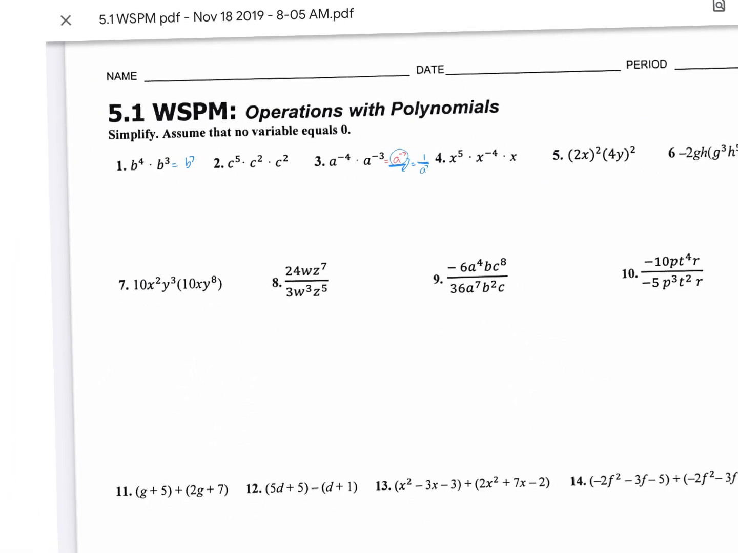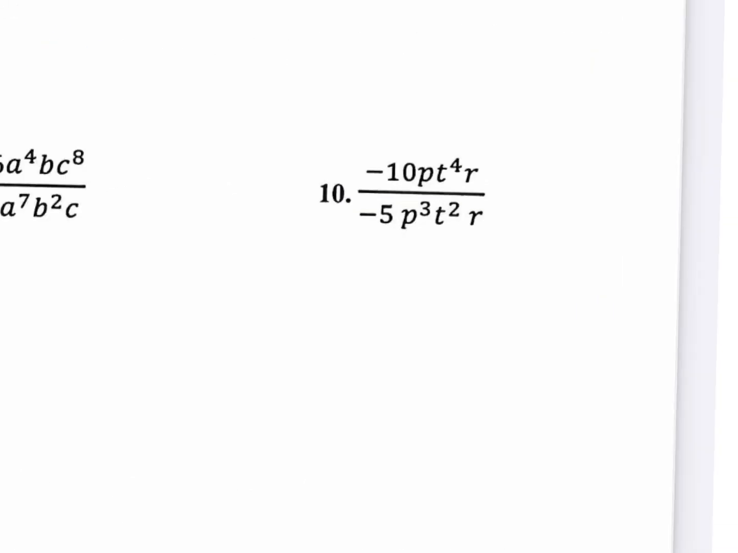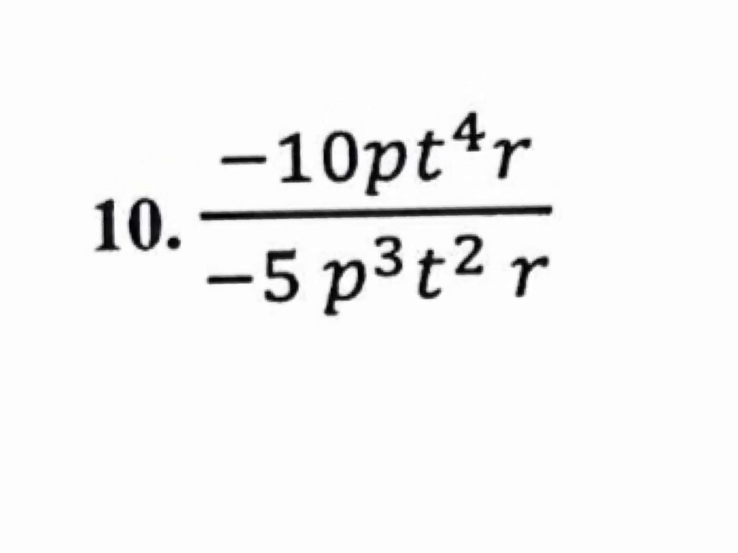We also have the canceling, number 8, 9, or 10. Pick one. 10. Okay, so I have an R up on top and an R on the bottom. That R cancels with that R. It's gone. No more R's. How many T's do I have on top? How many T's do I have on the bottom? Oh, 2 of these T's cancel with 2 of the 4, leaving me 2 left over up on top. How many P's do I have on top and bottom? Oh, 1 P up on top cancels with 1 of the 3, leaving me 2 left over on the bottom.